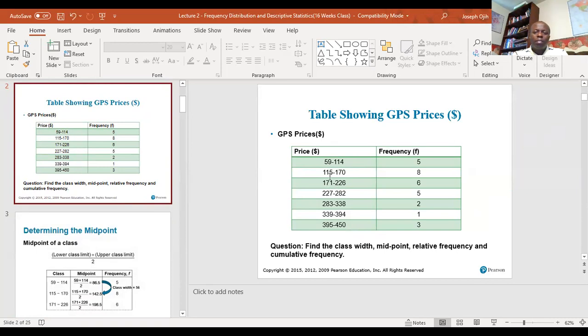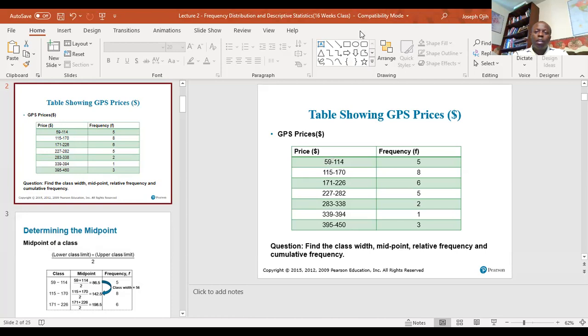Class width simply means to subtract the preceding lower class interval from the current one. For example, to find the class width for this group, we're going to do 115 minus 59.